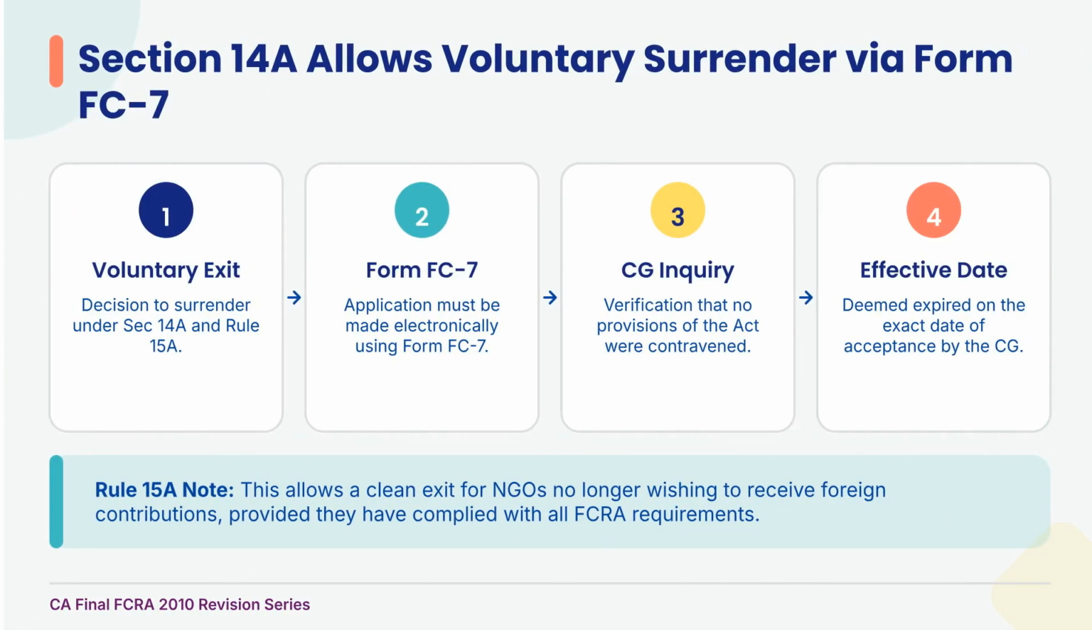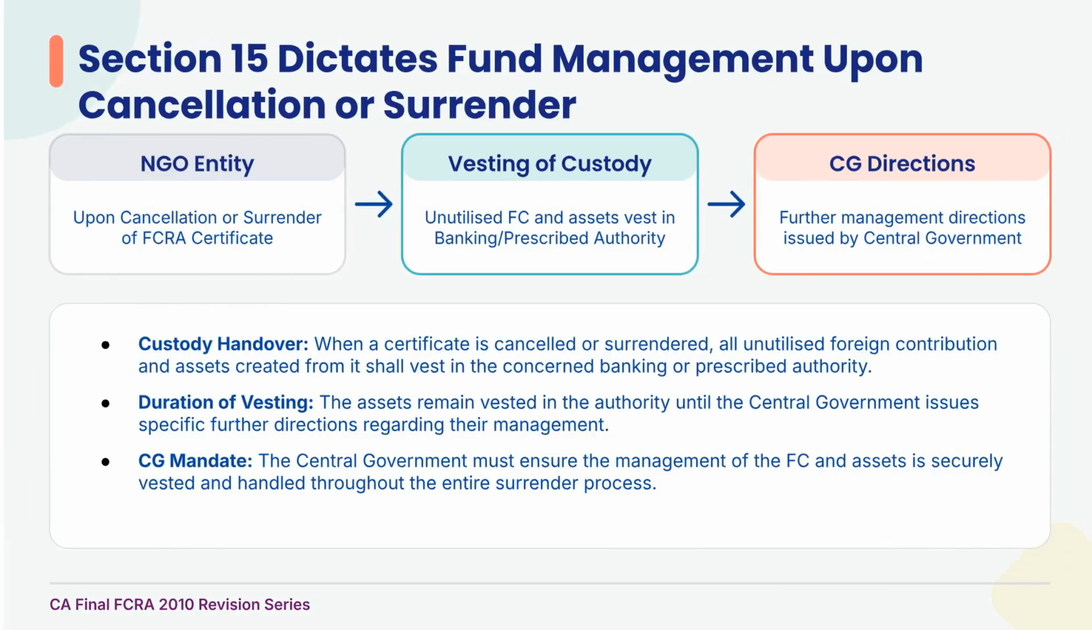Not every certificate ends through cancellation. An organization may voluntarily decide that it no longer wishes to receive foreign contributions and can therefore surrender its certificate under Section 14A. The process begins with an electronic application in Form FC7. Before accepting the surrender, the central government conducts an inquiry to ensure that the organization has not violated any provisions of the Act. Once satisfied, and after ensuring proper management of funds and assets, the government accepts the surrender request. The certificate is then deemed to have expired on the exact date on which the surrender is accepted by the central government.